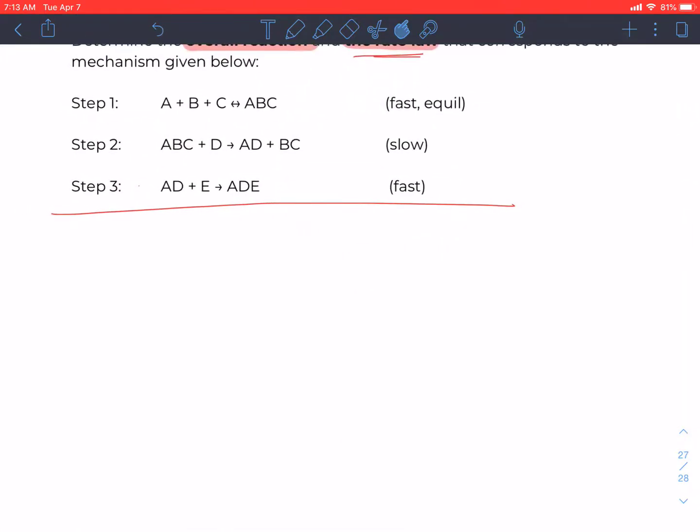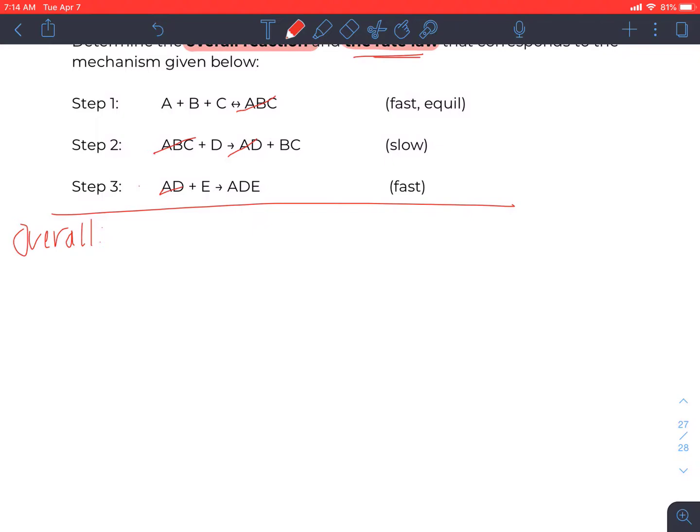So if we add all these together, let's do the overall first. Remember, anything that exists on the reactant side and the product side, we can cancel out. I would either write all of the reactants down and then cancel them out, or you can just go through and notice that ABC and ABC can cancel out. A is good, B is good, C is good, D is good, it looks like AD and AD, BC is good, E is good, and AD.